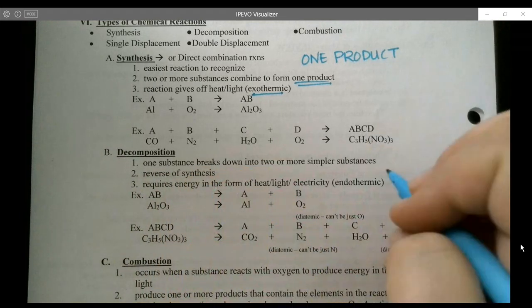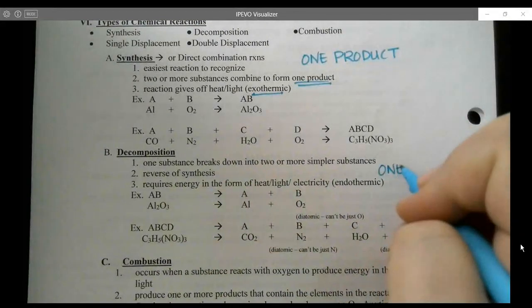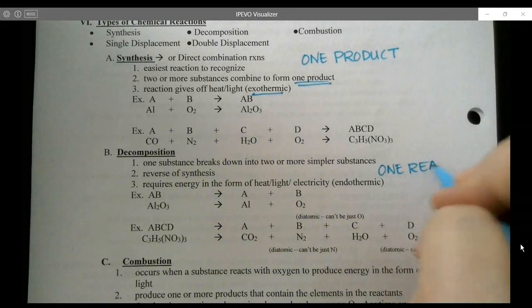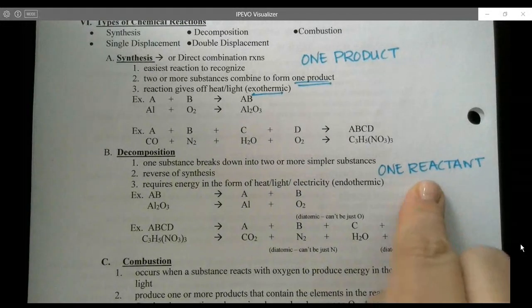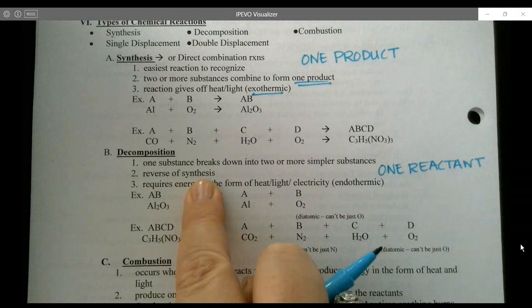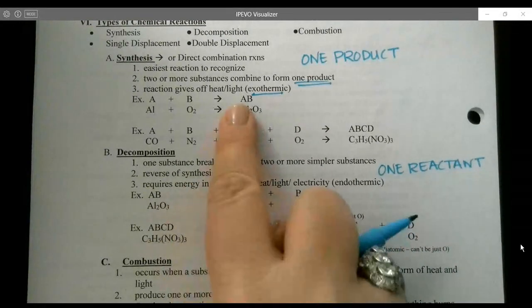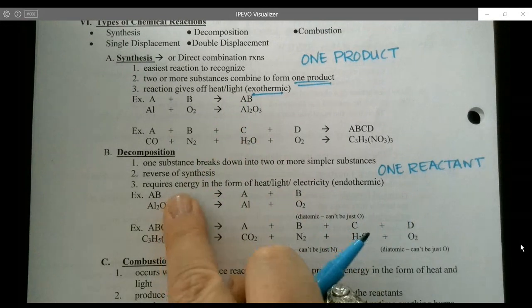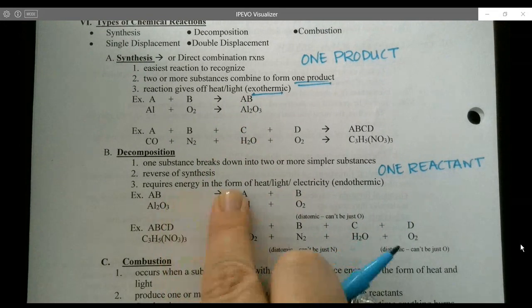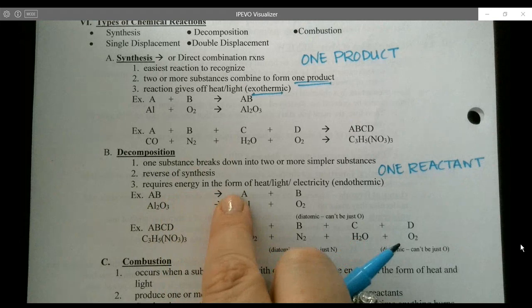Okay, so because this is the reverse, we're going to have one reactant. One reactant, okay? So it is the reverse of a synthesis. And where the synthesis gives off energy, the decomposition is going to require energy. So think about, like, something's decomposing in the woods.